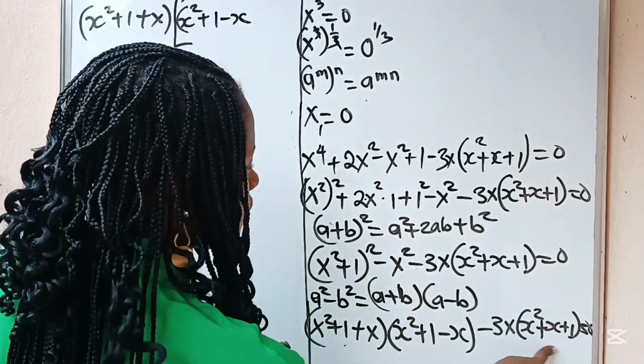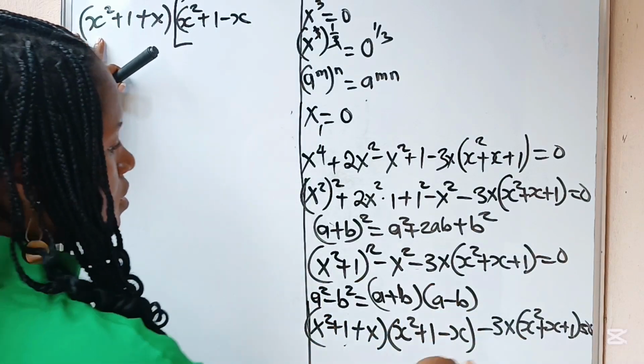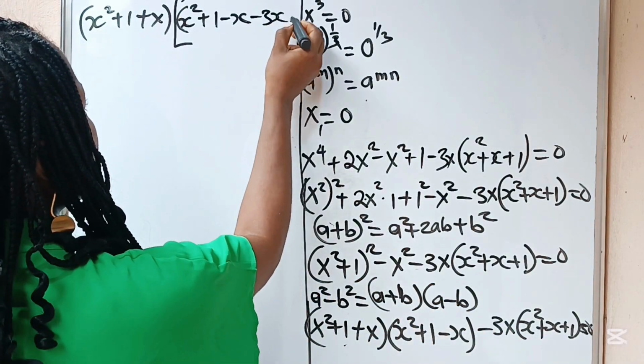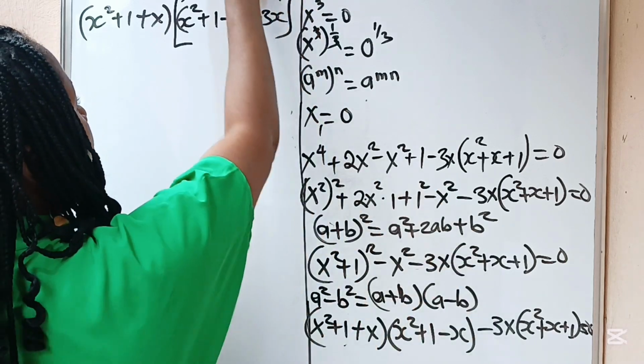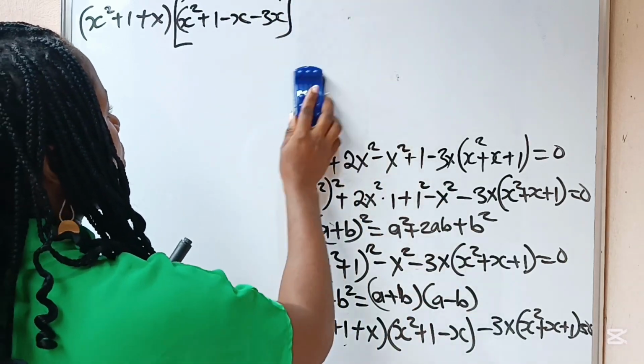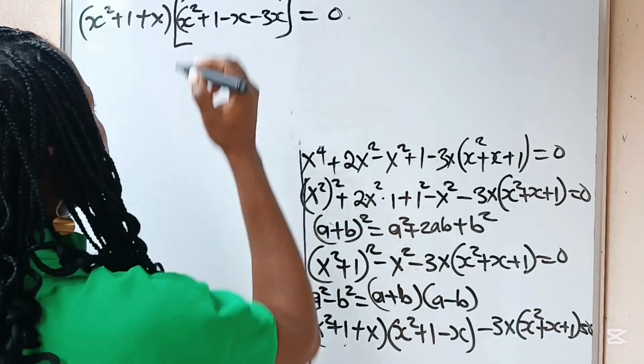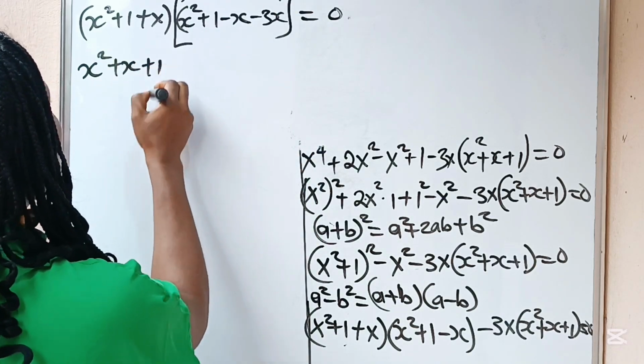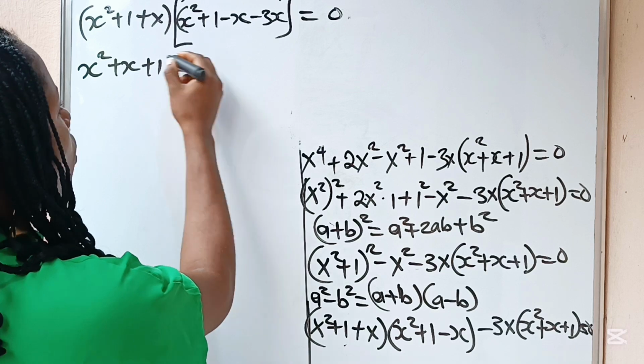Then when the whole of this is divided by this, it will cancel. We have only minus 3x remaining. Everything now is equal to 0. So we have x squared plus x plus 1 equal to 0.